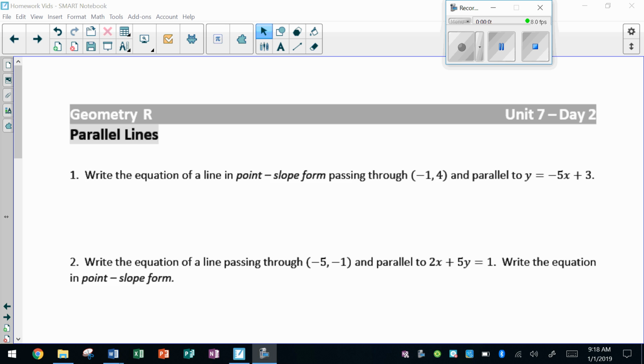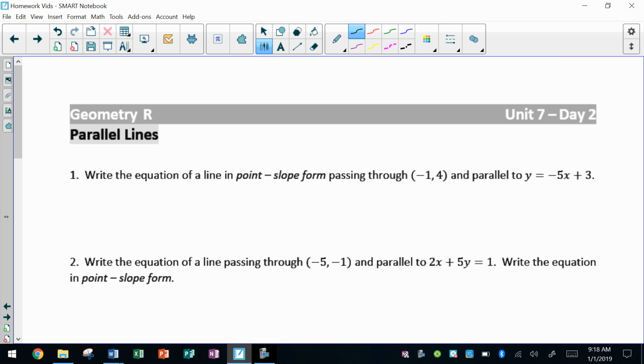So the first question asks us to write the equation of a line in point slope form passing through negative 1, 4 and parallel to y equals negative 5x plus 3. So if the lines are parallel, then of course we need to use the same slope as the given line. So our slope that we are going to use will be negative 5. Now remember, the point slope formula is y minus y1 equals m, which is our slope, times x minus x1.